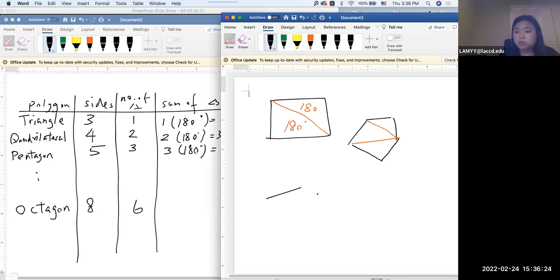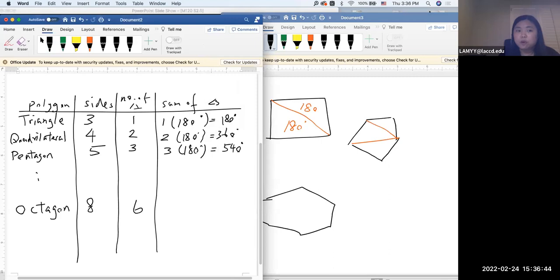Okay, exercise: 1, 2, 3, 4, 5, 6, 7, 8, like that one. So you could cut it. You should have 6 triangles in here. I didn't draw a good job here, but if you cut it like that, you get 6 triangles. So the sum of the angles will be 6 times 180, which is going to be equal to 1080 degrees.